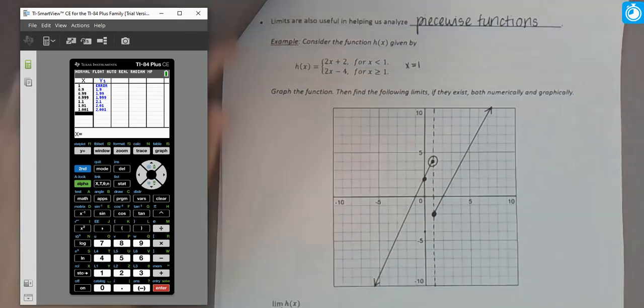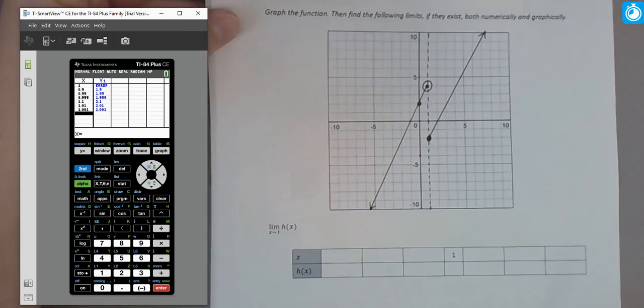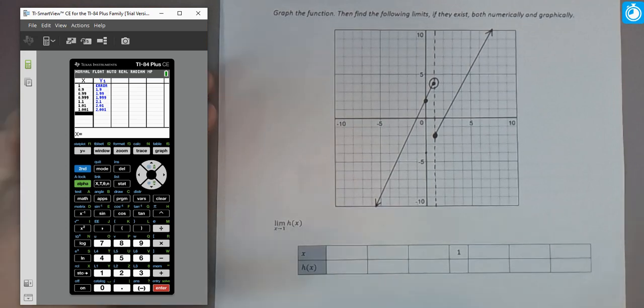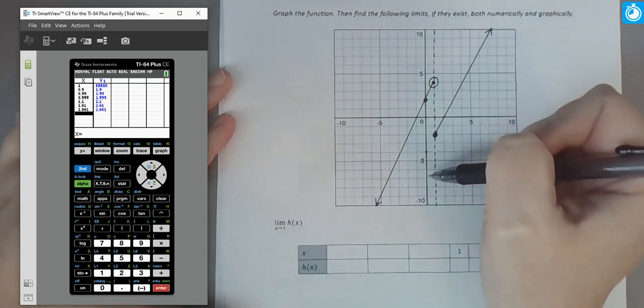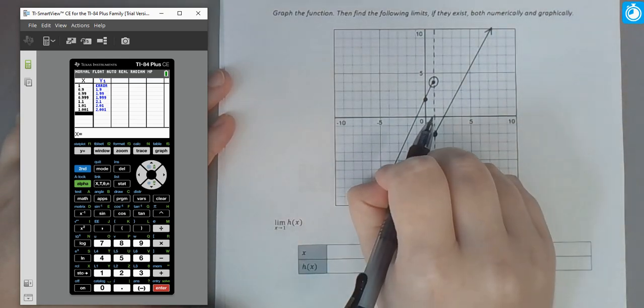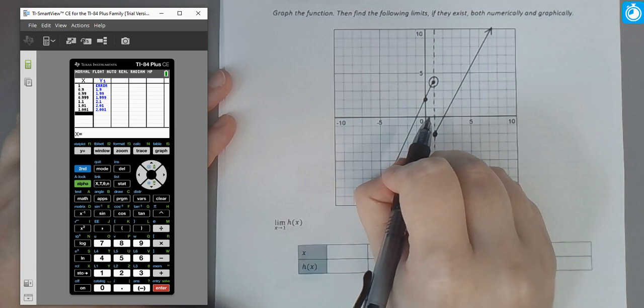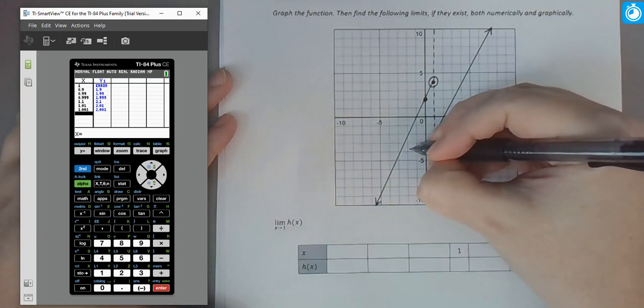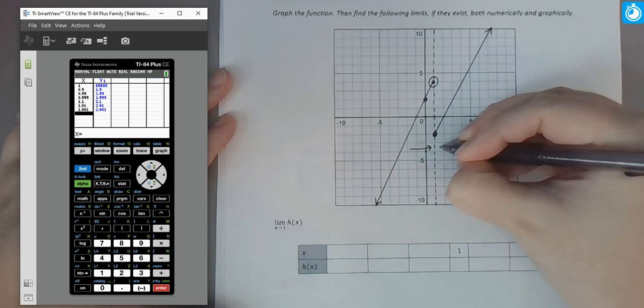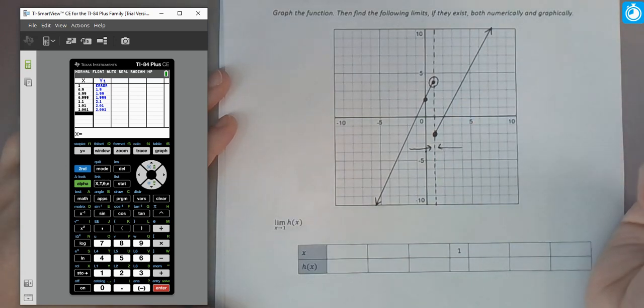So let's look at some limits based on this graph, both, again, numerically and graphically. So first thing we want to look at is the limit as x approaches 1. Okay, so again, that boundary. We're interested in what's happening on the boundary. So there at x equals 1, we have to look on the left, we have to look on the right. So approaching from the left and then approaching from the right.